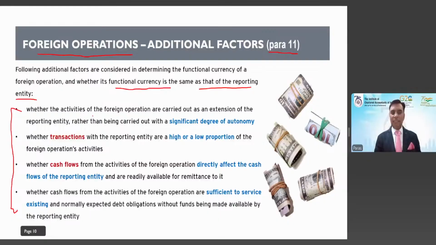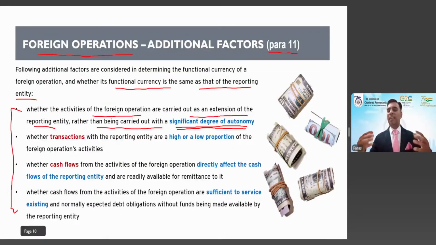First, it says whether activities of the foreign operation are carried out as an extension of the reporting entity rather than being carried out with a significant degree of autonomy. What is the meaning of significant degree of autonomy? Ajadi. We also celebrated Ajadi, independence, on 15th August. You need to check whether this foreign operation is ajad, free, or not. If it is free, if it is having a significant degree of autonomy, then we can conclude the functional currency of the foreign operation is not same as that of the reporting entity. But in contrast, if the foreign operation does not have a significant degree of autonomy, meaning the foreign operation is a slave of its holding company, then we will conclude the functional currency is same as that of the reporting entity, right?